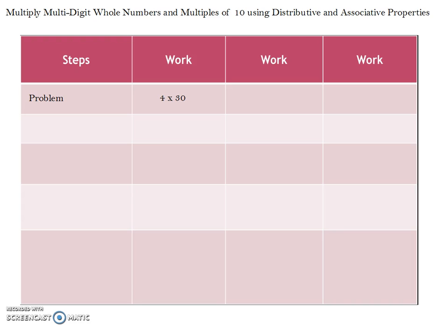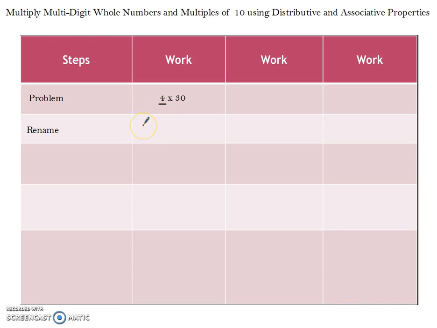For the first line in the grid, you're going to write your problem. For our first example, we're going to use 4 times 30. The second step in our column is to rename, and by that I mean you want to rename the numbers that you have in your problem. Our first number is 4.